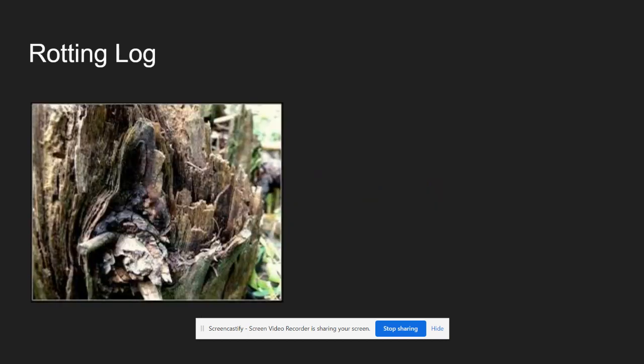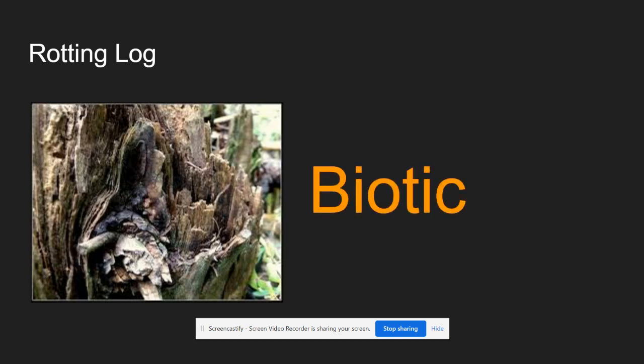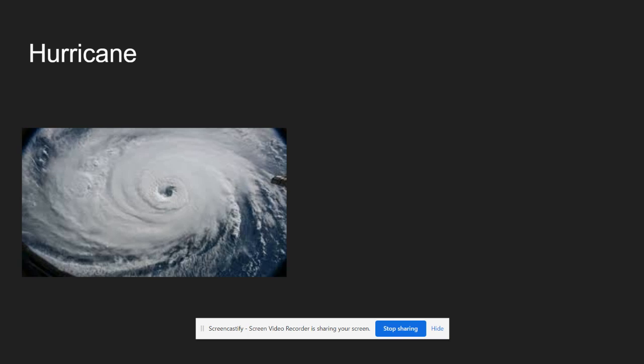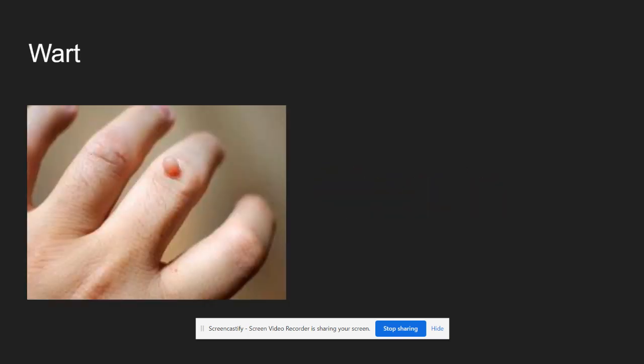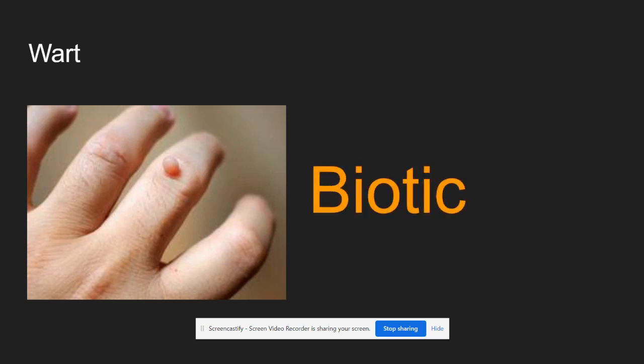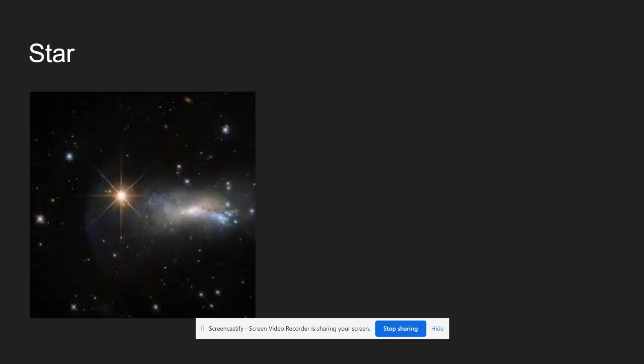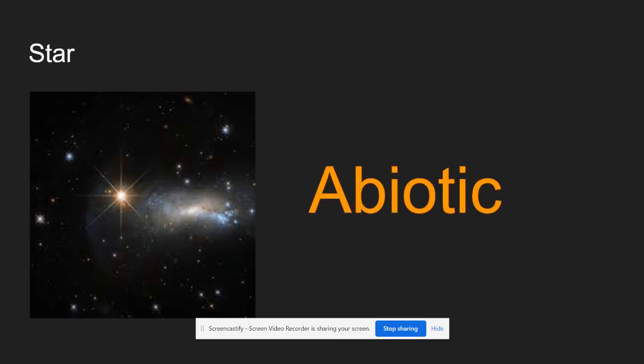A rotting log. First instinct, you might say it's rotting, it's dead, so it's abiotic. But the fact is it was at one time living, okay? So it is biotic. Hurricanes and other weather events are going to be abiotic. Okay, a wart is just a weird skin thing that is somewhere on your body, but essentially it's still skin. So that is going to be biotic. A star is going to be abiotic.